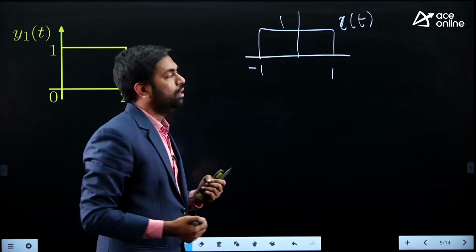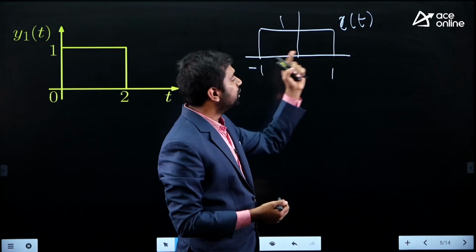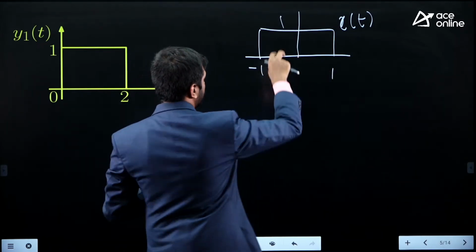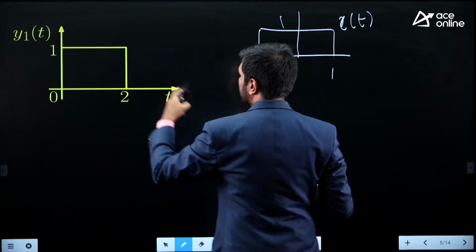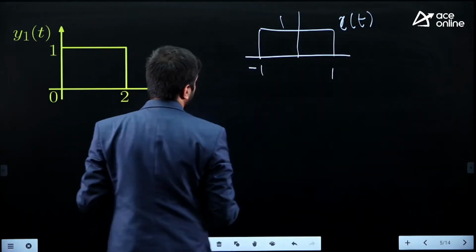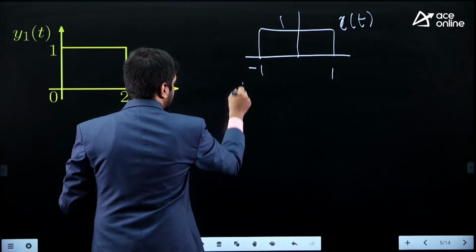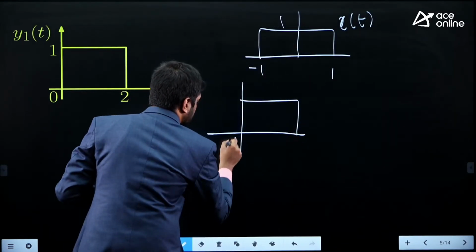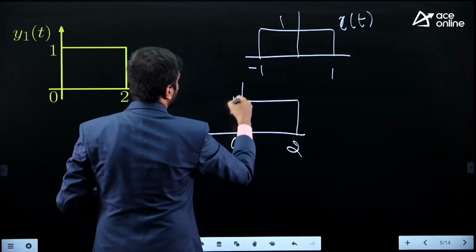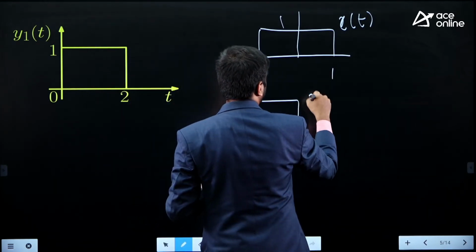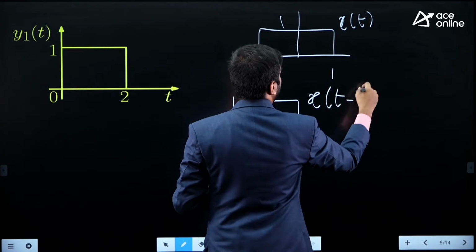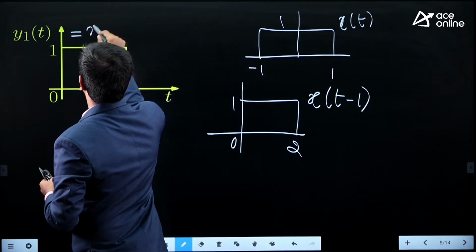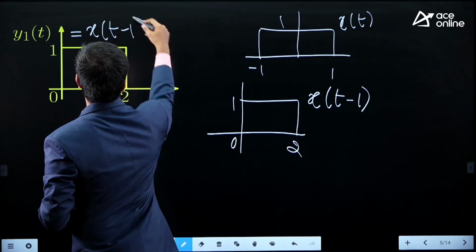That's the question. If you shift this towards the right by 1 unit, you get y1 of t. Check it. When I shift this, this is 0, this is 2, this is 1. So what is this? This is simply x of t minus 1. So y1 is simply x of t minus 1.